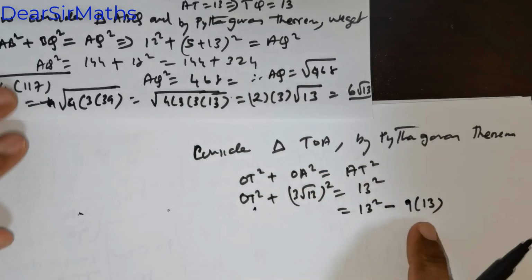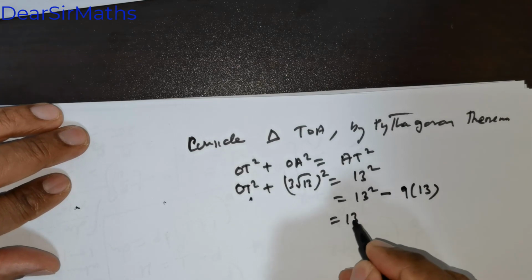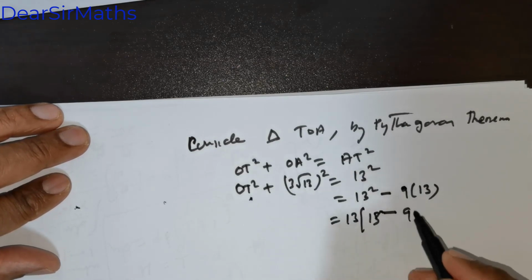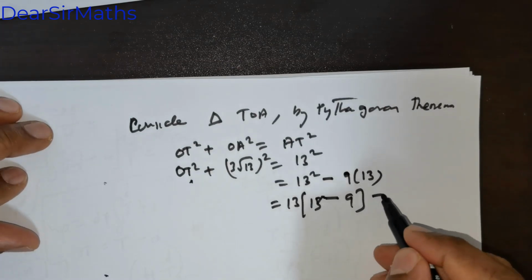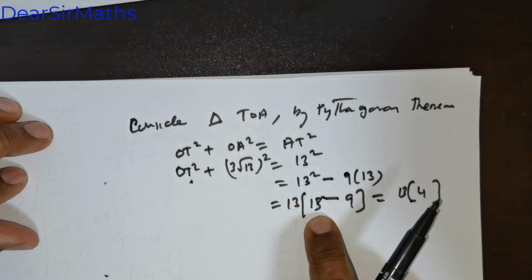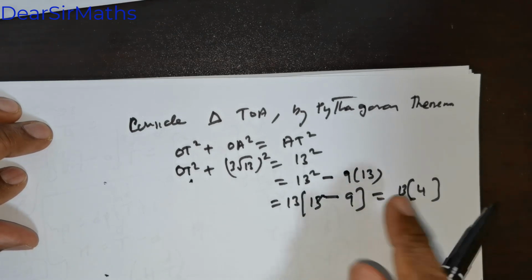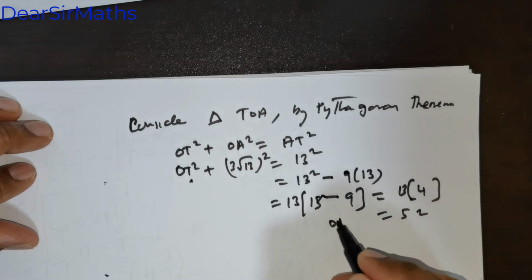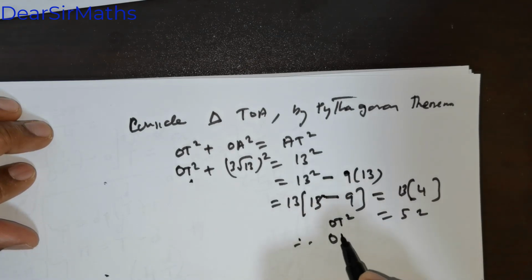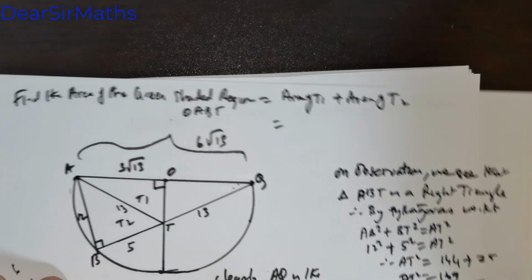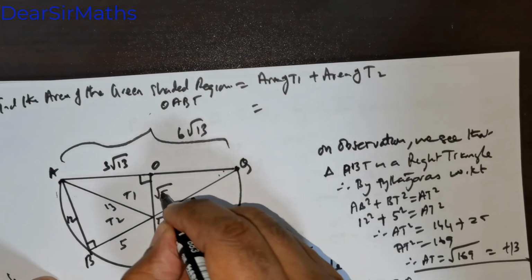Root of 13 squared will be 13. So if I were to take 13 out, you get 13 times 13 minus 9, right, which is equal to 13 times 4, right? And 4 3s are 12, 1 4 1s are 4 5, 52. So OT squared is 52. So OT is equal to root of 52. That's a base. So we got the base to be root of 52.